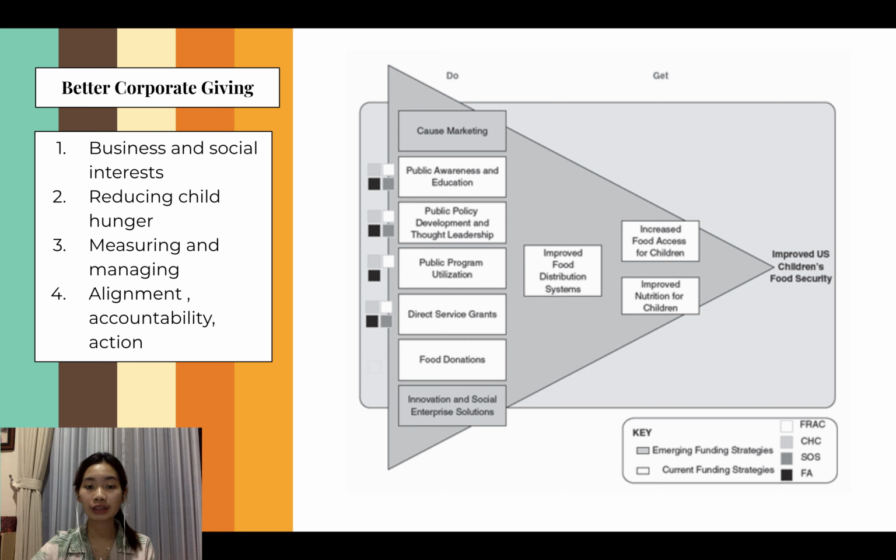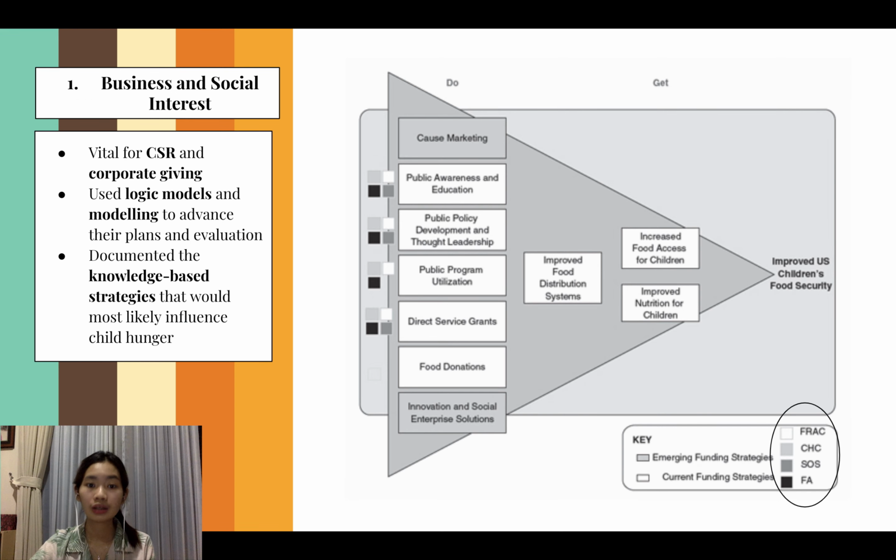But first, I will start with the better corporate giving. Here in better corporate giving, we will strive toward the end of ending child hunger, and we will here focus on business as well as social interests, reducing child hunger itself, measuring and managing, and then lastly, alignment, accountability, and action. So first, starting with business and social interests.